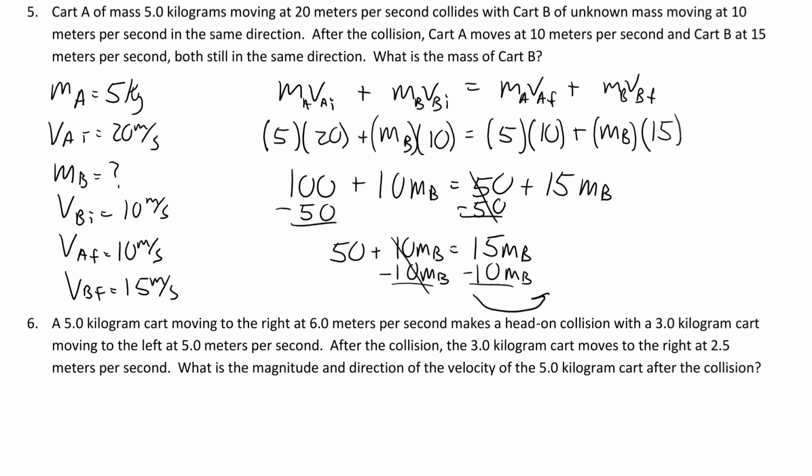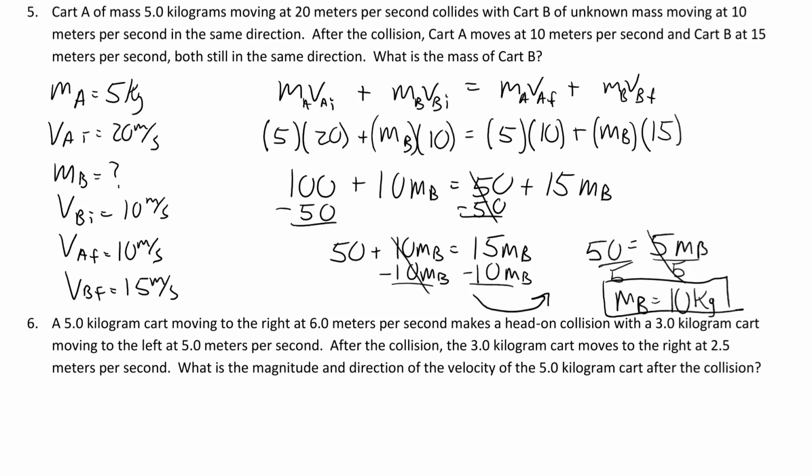You're left with 50 on the left side of the equation and 5 times MB on the right side of the equation. So you divide by 5. So the mass of B is going to be 10 kilograms. Very nice. Yeah, so we were just combining like terms.